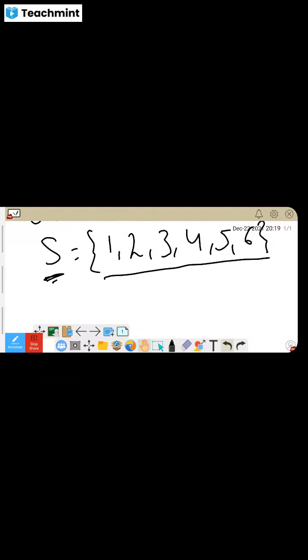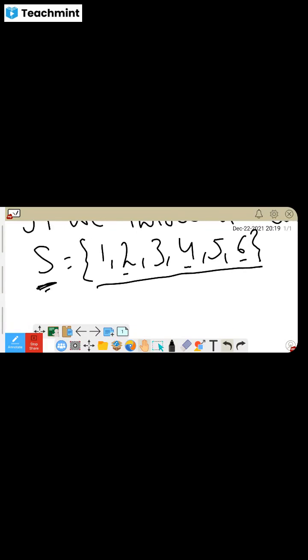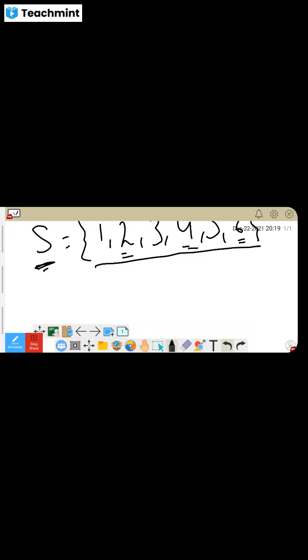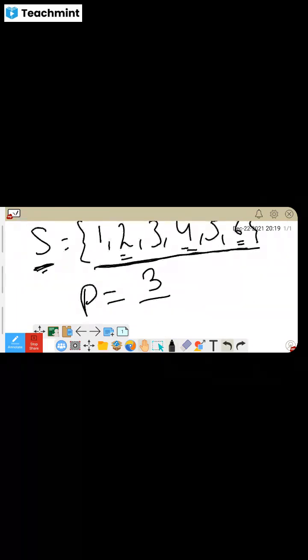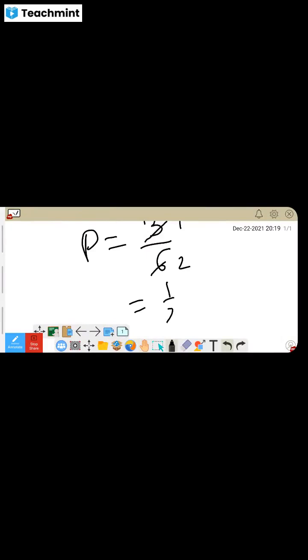Now if we find the probability to get an even number, there are 3 even numbers. So there are 3 favorable outcomes, and the probability will be P = 3 upon the total number of outcomes, which is 6. So the probability to get an even number is 1 by 2.